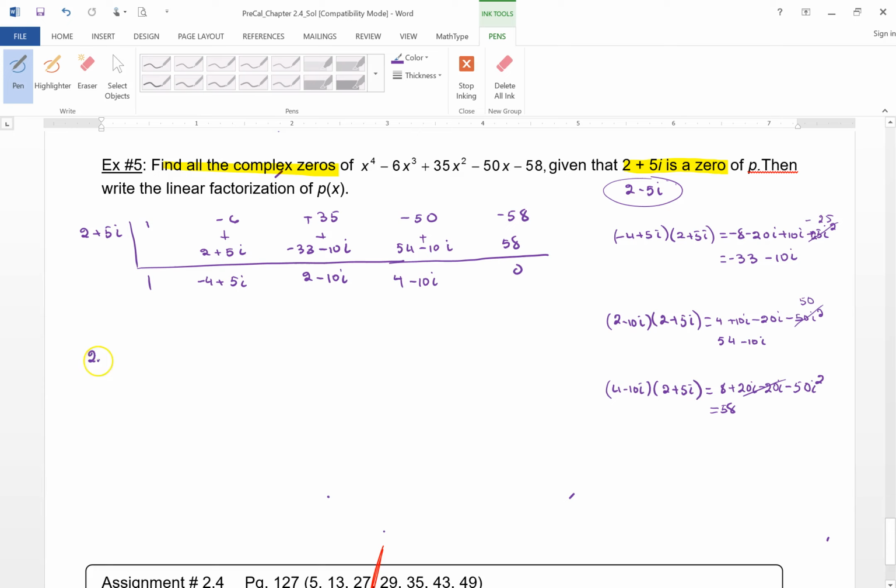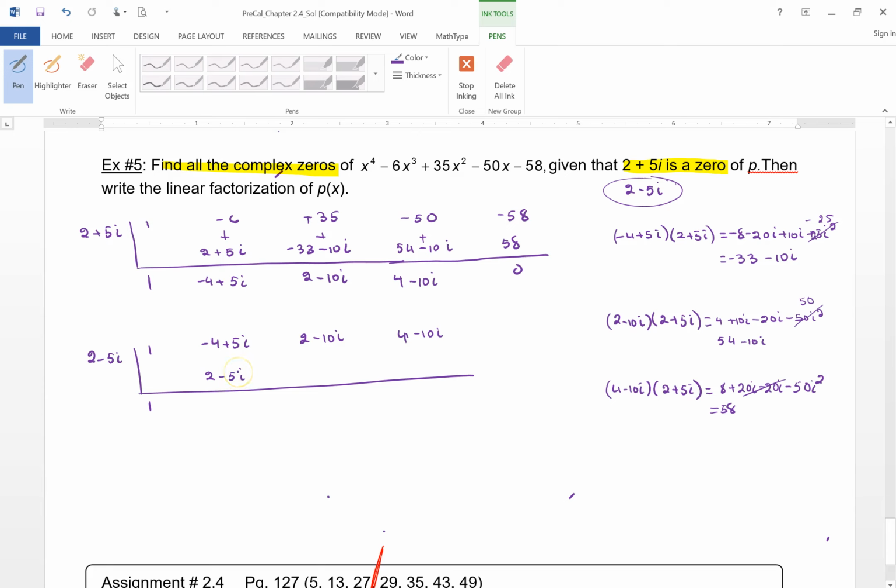So, 2 minus 5i. Now we're going to use the coefficients that we got. 1, negative 4 plus 5i, 2 minus 10i, 4 minus 10i. And when we're doing this step, something truly magical happens. This is what we're doing. Watch. Okay. 1 comes down. You have 2 minus 5i.